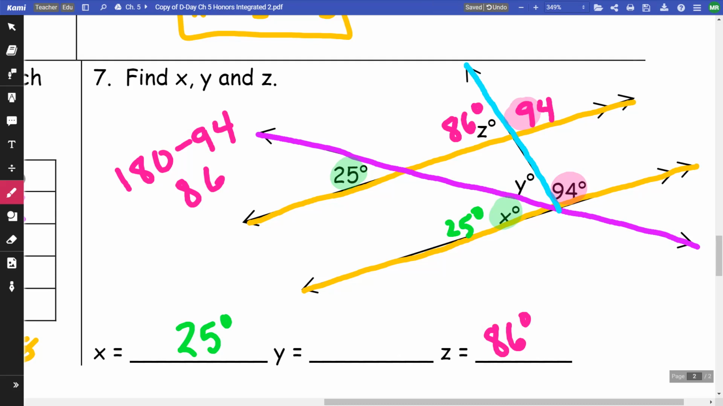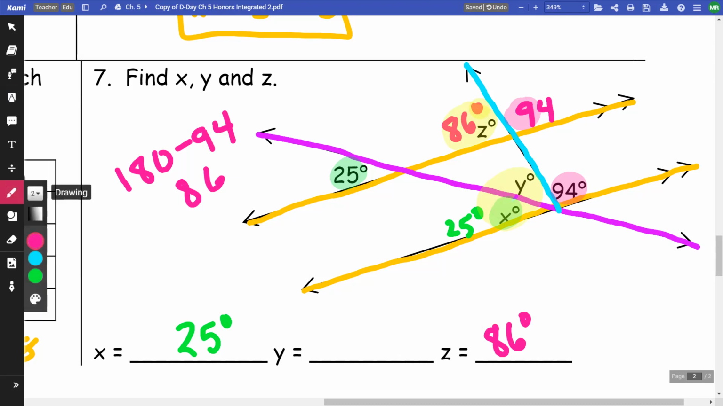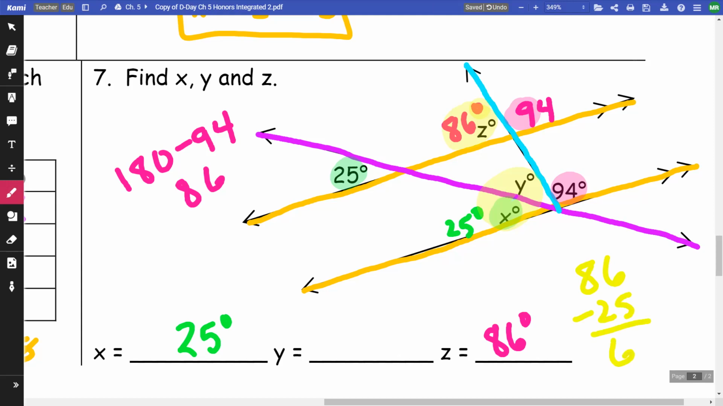Now, since that is 86 degrees, what I know is that this angle here, and these two together are also going to be 86. So I'm going to take 86 and I'm going to subtract 25 and I'm going to get 61. So this is 61 degrees.